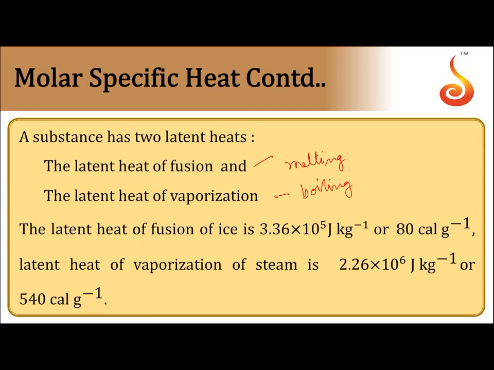For water, that is ice, latent heat of fusion of ice is 3.36 into 10 power 5 joule per kg or 80 calorie per gram. Whereas latent heat of vaporization of steam is 2.26 into 10 to the power 6 joule per kg or 540 calorie per gram.